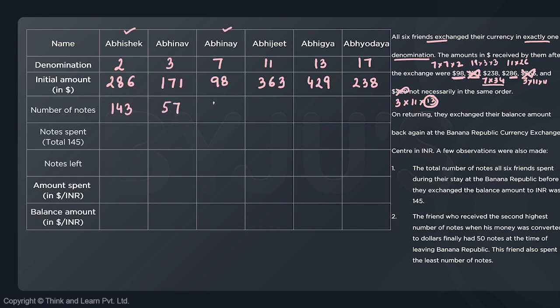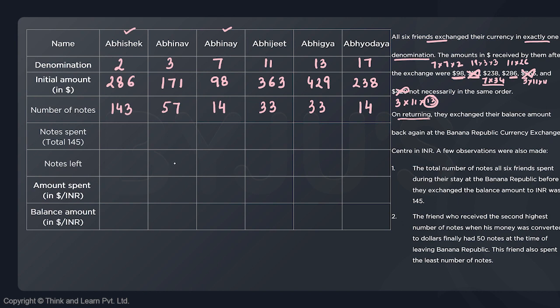Similarly, here I have 98 divided by 7, that is 14. 363 by 11, that is 33. 429 by 13, which is again 33. And 238 by 17, it is again 14. So these are the number of notes with these people that we have now. That's after they have exchanged this amount into dollars. What next? On returning, they exchange their balance amount back again at the Banana Republic Currency Exchange.